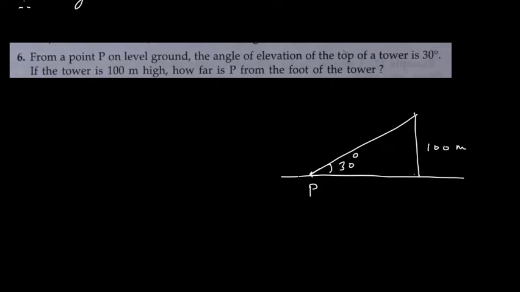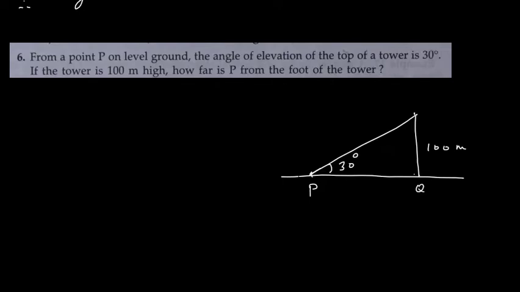Now question number 6 is: from a point on a level ground, the angle of elevation of the top of a tower is 30 degree. If the tower is 100 meter high, how far is P from the foot of the tower? So from a point P on the level ground, again there is a ground. Suppose this is a point P, the angle of elevation of the top of the tower is 30 degree. So say here we have one tower, and the angle of elevation of the top of this tower is 30 degree. If the tower is 100 meter high, the height of this tower is 100 meter.